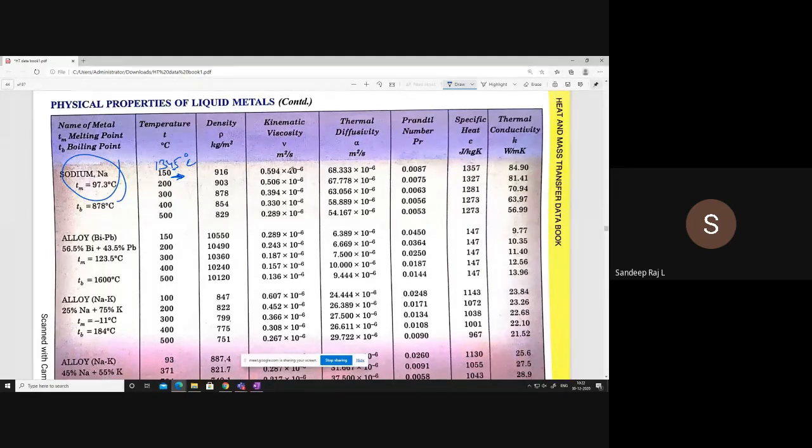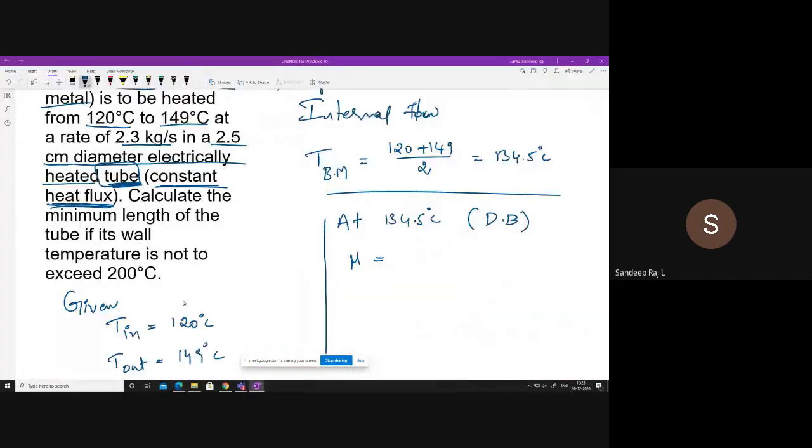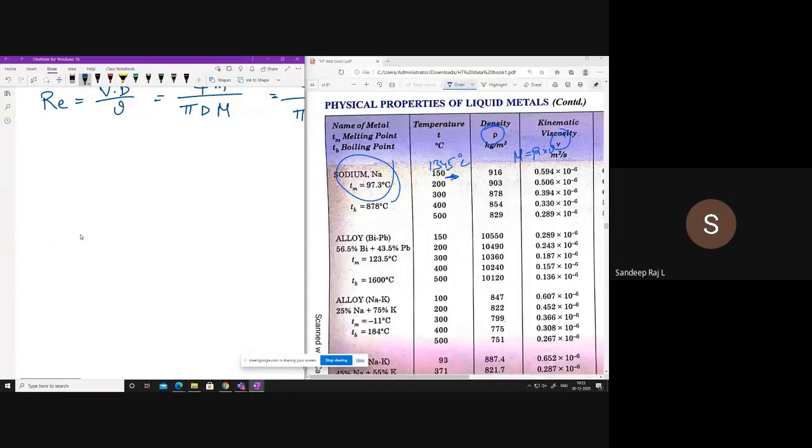Here you don't have the mu value directly. Mu is not given here in the list. So how can you get this mu? It's not the ratio, it is the product of rho into nu. So dynamic viscosity is the product of kinematic viscosity and density. You have to find out these two things. So for this, again, you have to extrapolate. The procedure is similar for both interpolation and extrapolation. You have the value for 150. I'm finding the rho first. Rho at 150 is 916.